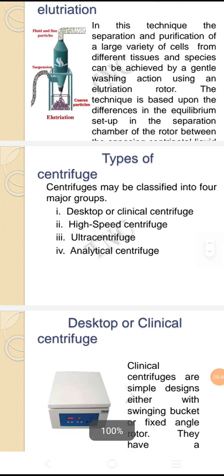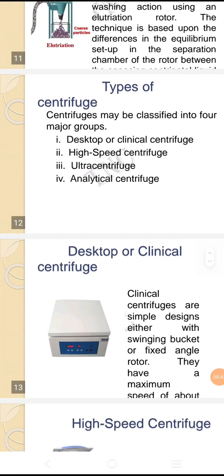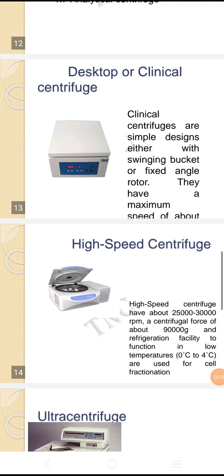Now, types of centrifuge. The different types of centrifuge are used in research laboratories as well as in clinical laboratories. Centrifuges may be classified into four major groups: the desktop clinical centrifuge, the high speed centrifuge, the ultracentrifuge, and the analytical centrifuge. The desktop or clinical centrifuge is very useful. We can take it anywhere and do our work, as it sits on the table itself.